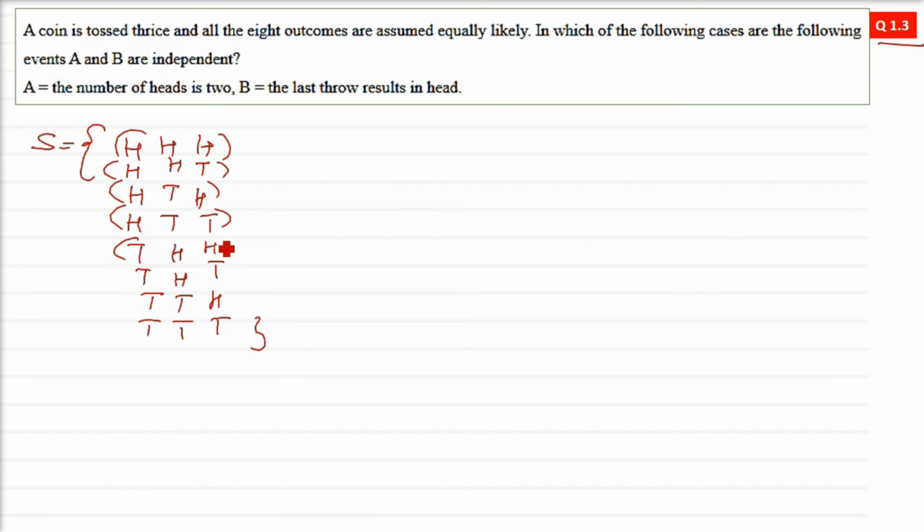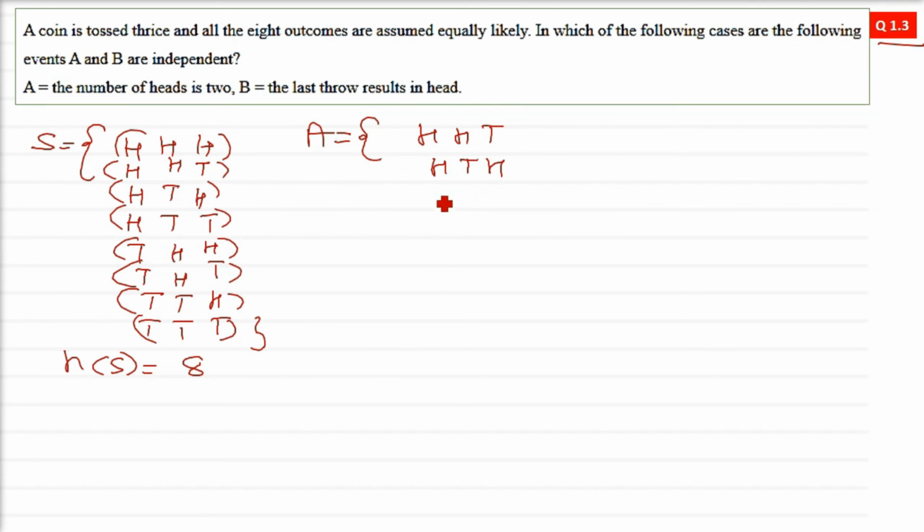A coin is tossed 3 times. This is the whole sample space for this one. Number of elements in the sample space is 8. Now A is the number of heads is 2. So you have to see wherever you get 2H, just write it here. So HHT, HTH, THH. Only 3 will come. So number of elements in A, if you count these elements, these are equal to 3.